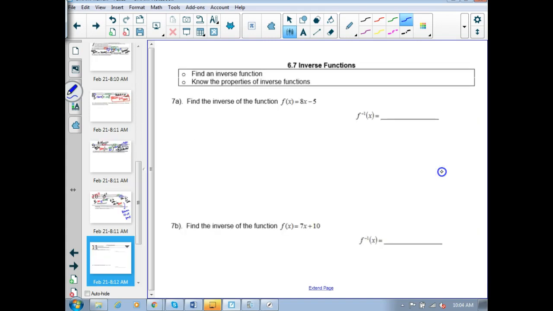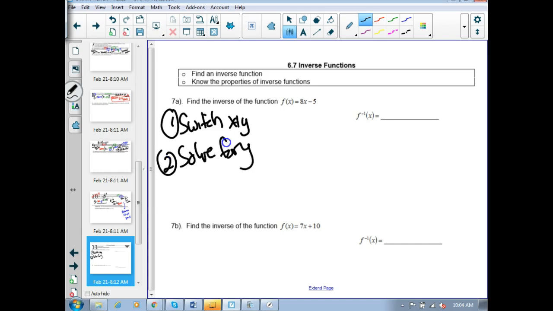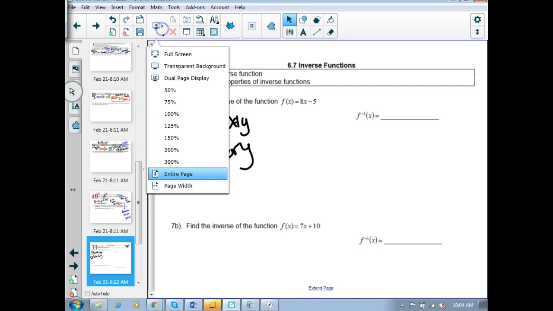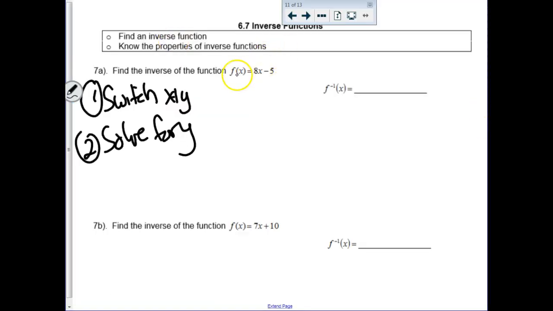All right, this is an old topic, but it's back as promised. We are finding inverses. So two-step process, the first thing you need to do is to switch your x and y. And then you need to solve for y. So it's written in fancy function notation, right? So that means this is really y equals 8x minus 5. So step 1, where you switch the x and y around, this becomes x equals 8y minus 5. And then you're going to solve for y.